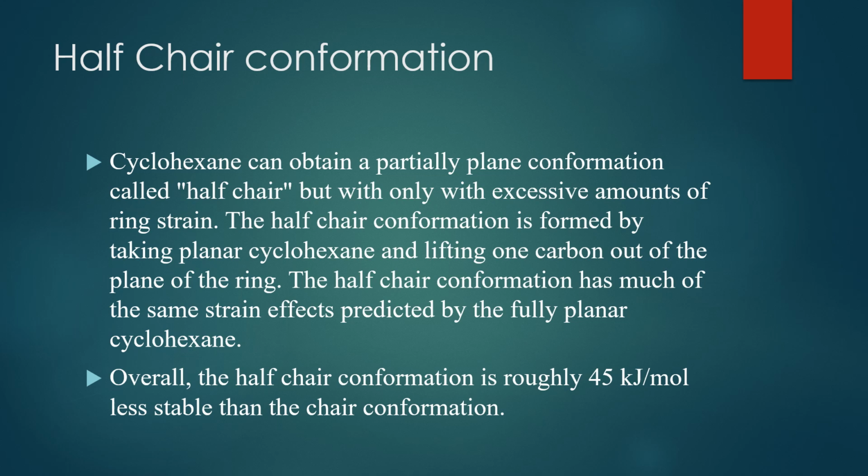Now come to the next conformation of cyclohexane, that is half chair conformation. Cyclohexane can obtain a partially planar conformation called half chair, but with an excessive amount of ring strain. The half chair conformation is formed by taking planar cyclohexane and lifting one carbon out of the plane of the ring. The half chair conformation has much of the same strain effect predicted by the fully planar cyclohexane. Overall, the half chair conformation is roughly 45 kilojoules per mole less stable than the chair conformation.